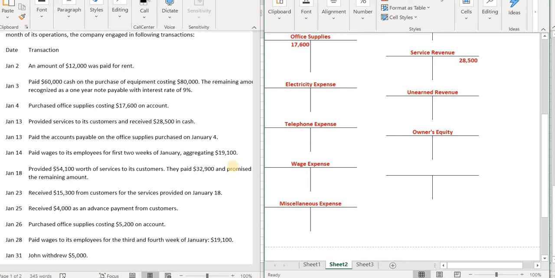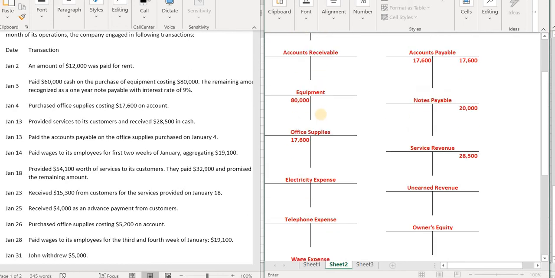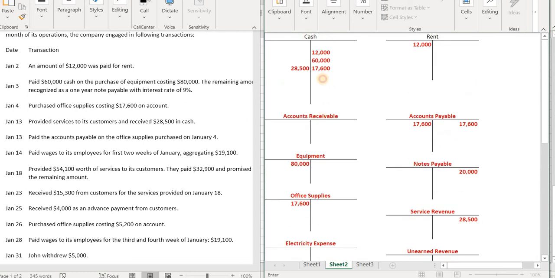So wage expense, $19,100. Expenses are natural debits. And we're going to reduce cash when we pay these people. Let's go up to our cash account. $19,100 reduction. So debit wages, credit cash.